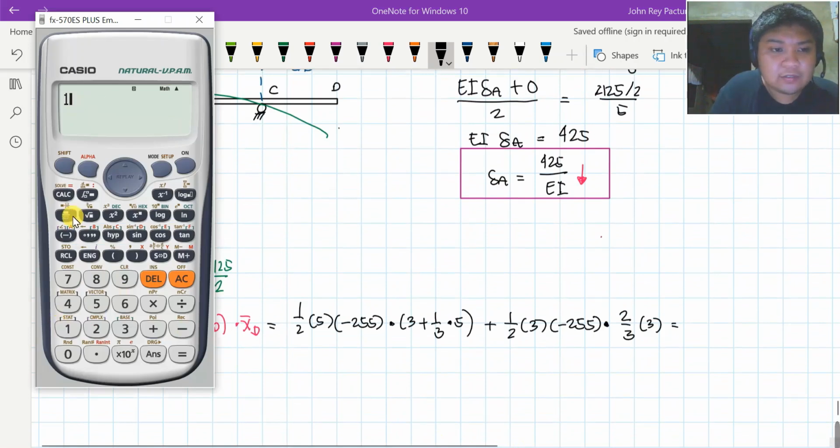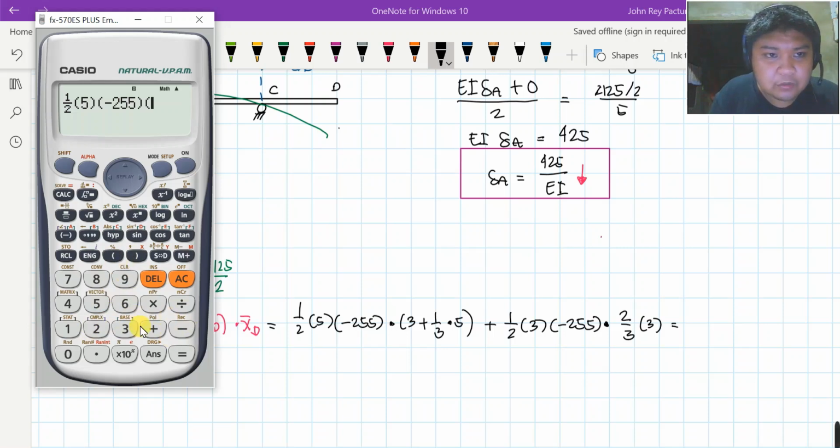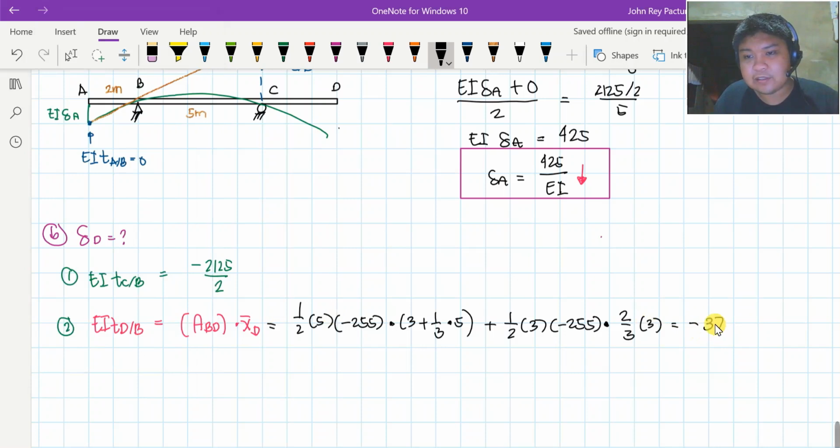So, if we calculate for this one, magiging 1/2, sorry, 1/2 ng 5, negative 255. Tapos, 3 plus 1/3 ng 5. On the other hand, plus 1/2 ng 3. Tapos, negative 255, 2/3 ng 3. Ang final answer natin dito ay negative 3740.